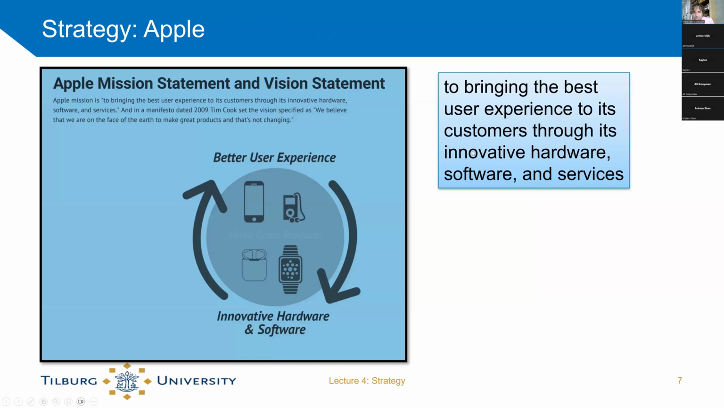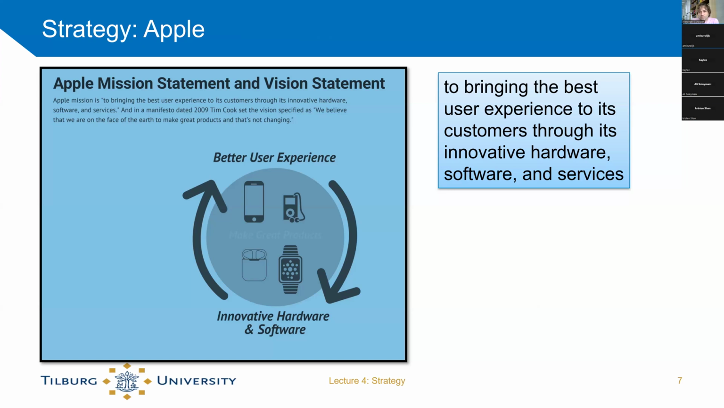To give some examples, what you usually see is that organizations do not define their mission and vision very concretely, but in terms of what they would ideally be. So, for example, this is the strategy of Apple, at least the most recent one I could find. And this is not, we want to sell iPhones or we want to sell MacBooks. No, the mission and vision of Apple is bringing the best user experience to its customers through innovative hardware, software, and services.